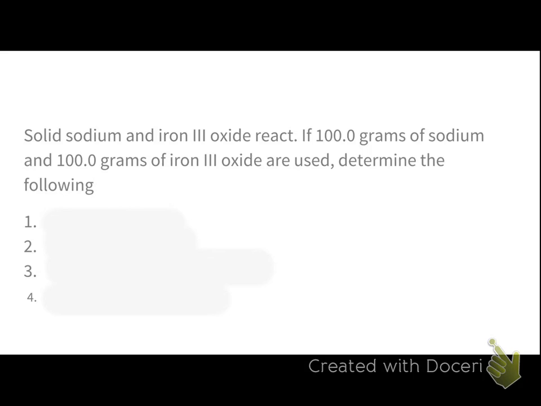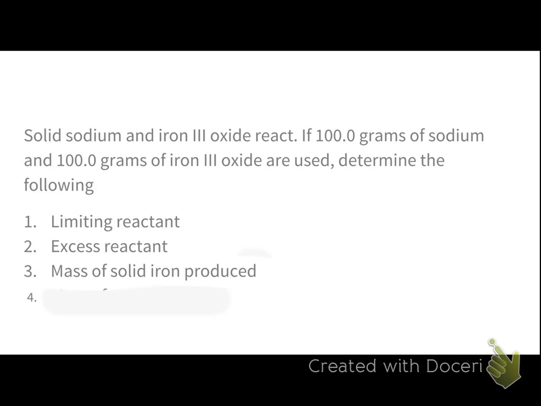So here's our chemistry example now. We have solid sodium and iron 3 oxide reacting. If I have 100 grams of sodium and 100 grams of iron 3 oxide, we need to determine the following things. These are typically the things that you will be asked to find. The first is determine the limiting reactant. The second is determining the excess reactant. Those are the 2 things that we just did with the car.